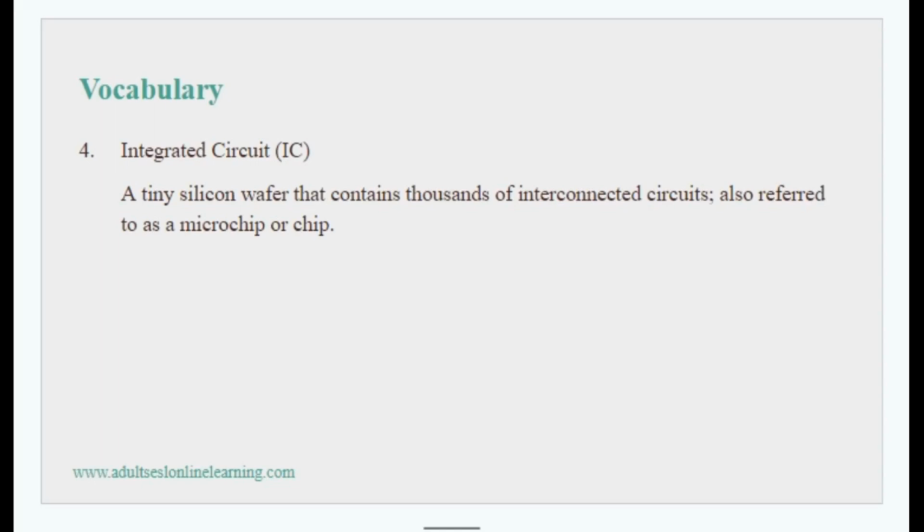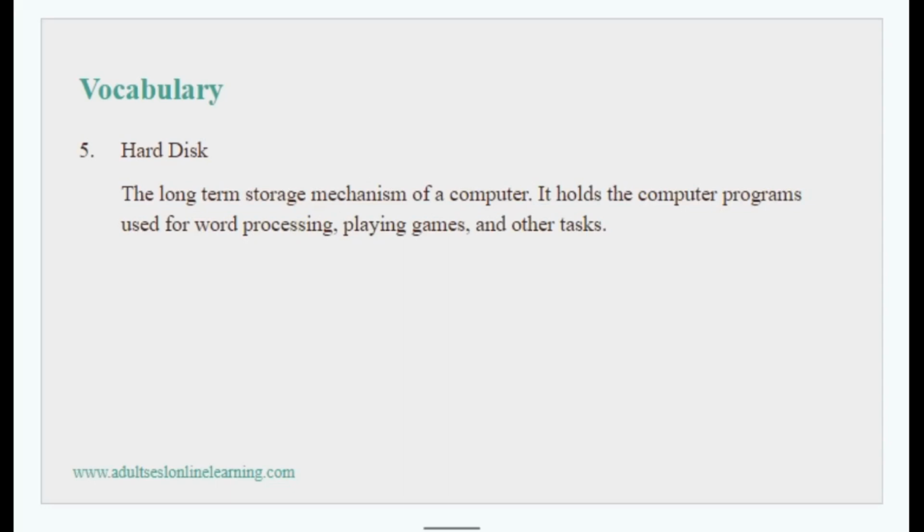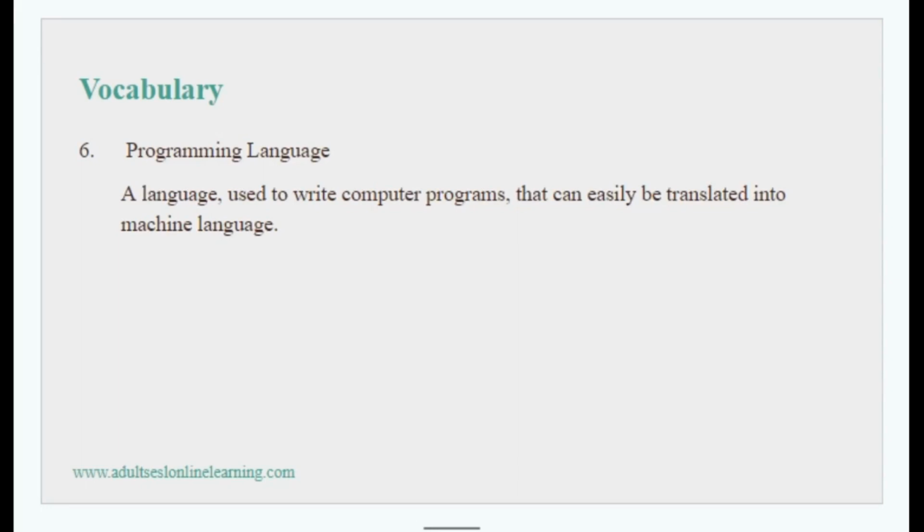Number 4, integrated circuit, IC. A tiny silicon wafer that contains thousands of interconnected circuits, also referred to as a microchip or chip. Number 5, hard disk. The long-term storage mechanism of a computer. It holds the computer programs used for word processing, playing games, and other tasks. Number 6, programming language. A language used to write computer programs that can easily be translated into machine language.